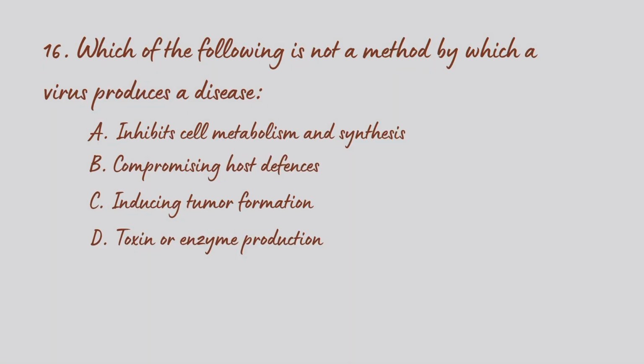Next question. Which of the following is not a method by which a virus produces a disease? Option A, inhibits cell metabolism and synthesis. Option B, compromising host defenses. Option C, inducing tumor formation. And option D, toxin or enzyme production. Correct answer is option D, toxin or enzyme production.